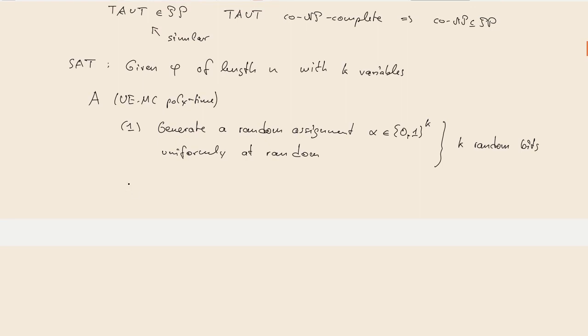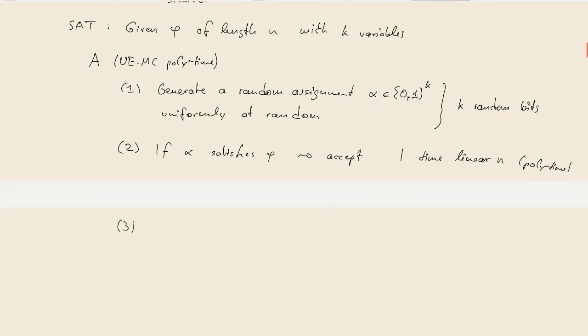The second step of the algorithm is very simple. If alpha is already a satisfying assignment, then we accept the input, because for sure then the formula is satisfiable. So this needs time linear in n if the formula is given in a reasonable way. In any case, poly time. And it doesn't even use randomness. Now the third step is the interesting part. If alpha was not a satisfying assignment, then we accept the input if and only if a random coin flip with a certain probability returns 1.